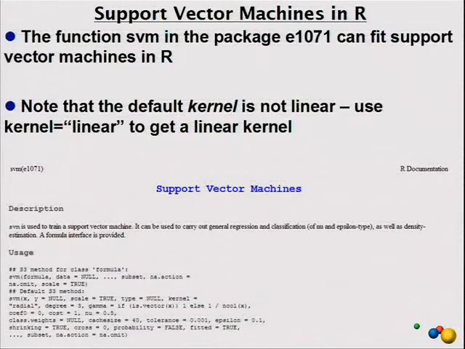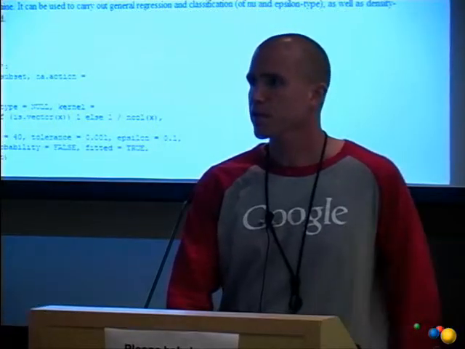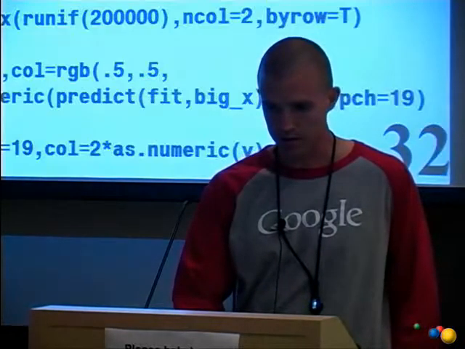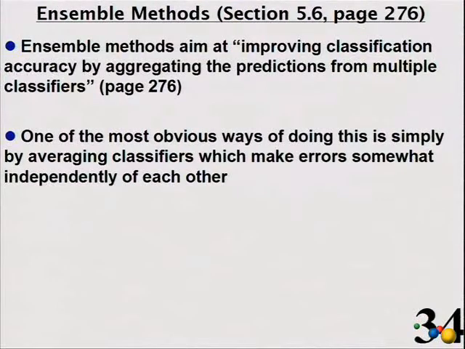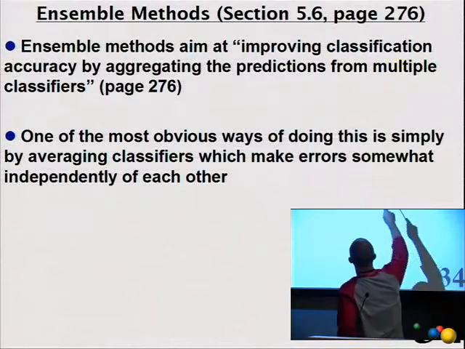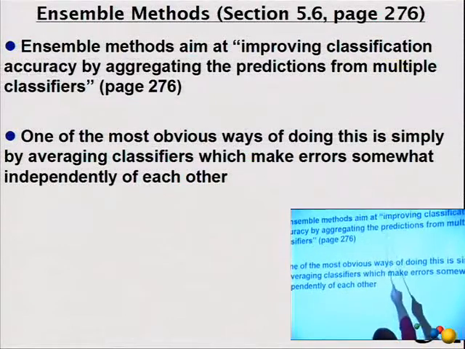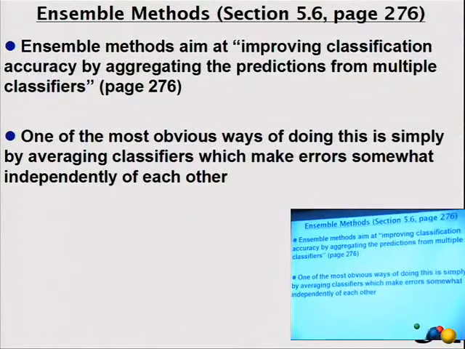Okay, any other comments, questions on SVMs? All right, so the last thing in Chapter 5 is to talk about ensemble methods. This is Section 5.6. Ensemble methods is a pretty big umbrella, but in general, your book describes these methods as improving classification accuracy by aggregating the predictions from multiple classifiers.